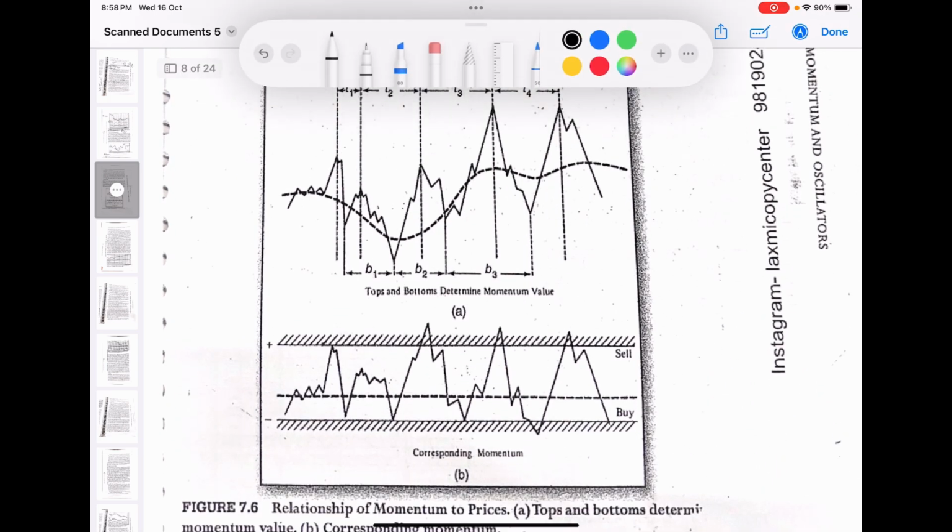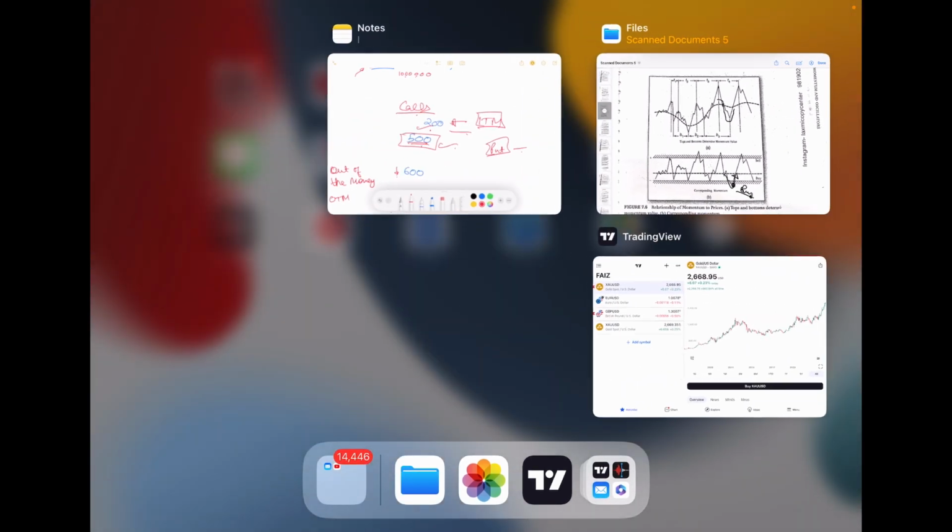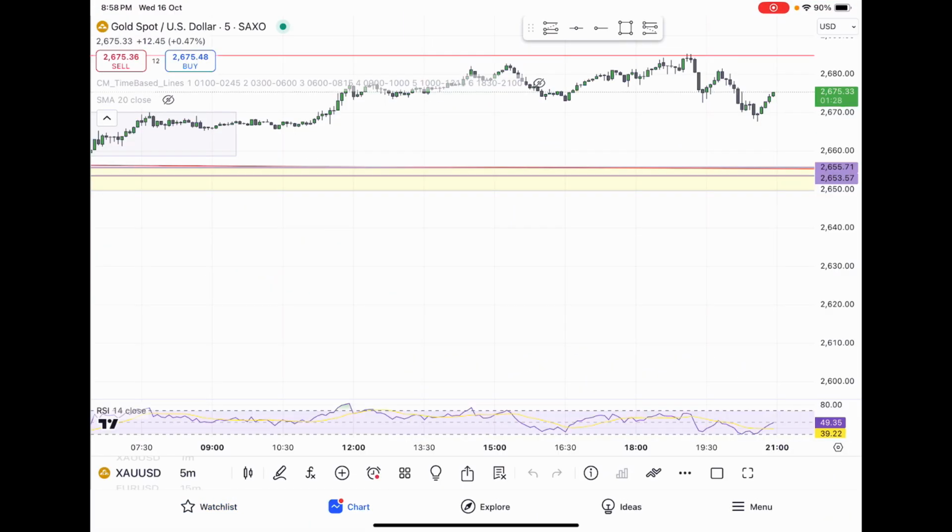Again, look at this. The price created a bottom and the momentum also went from negative to positive. That is a buy signal. This is the overbought and oversold. If I show it to you on TradingView, let's see that.